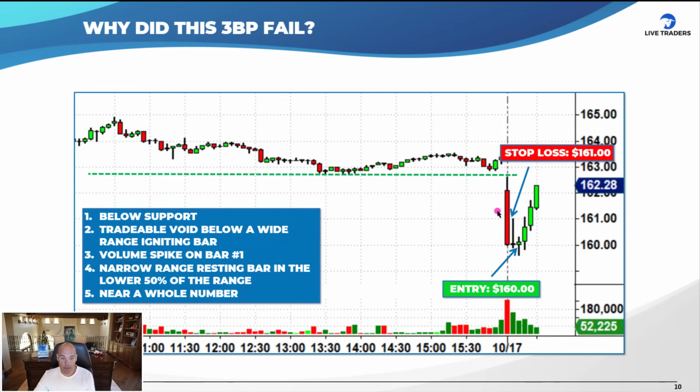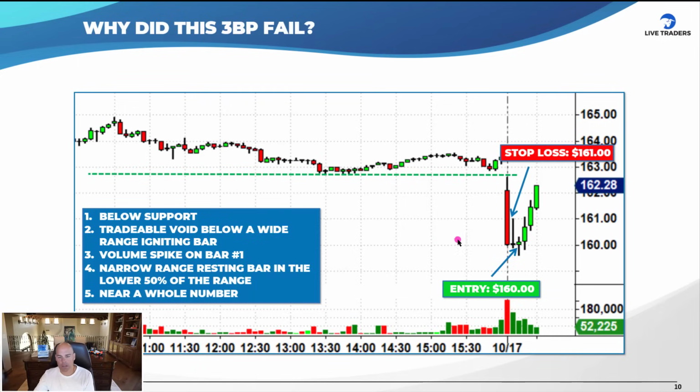It does. It's got a nice volume spike on the first bar of the day. It's got a narrow range resting bar in the lower 50% of the range, right? This bar is from roughly 160 up to like 162.70 or something like that, so like $2.70. This bar is only $1, so it's in that lower 40%. It's near a whole number. If you're a novice trader, you're just checking the boxes. You're like, well, it's below support. Oh, wow, it's a tradable void. Oh, my gosh, it's a wide range. This trade is getting better and better the longer I look at it.